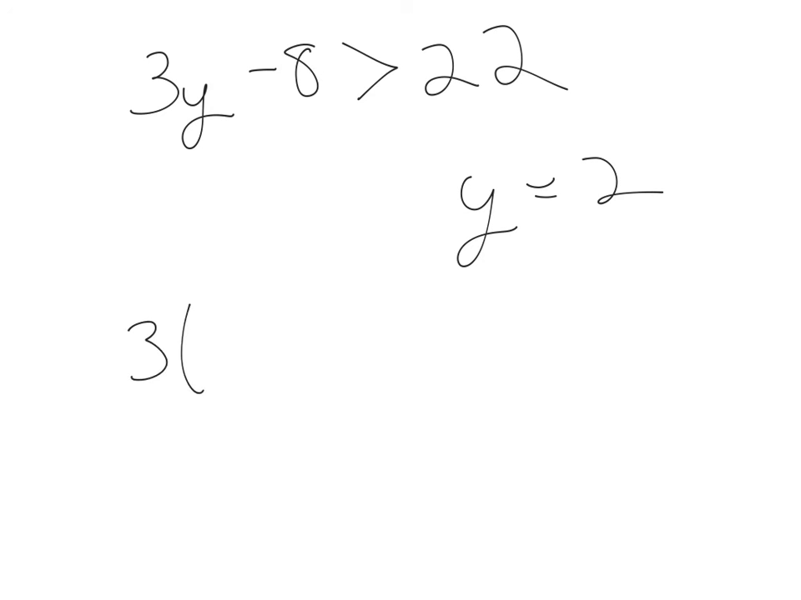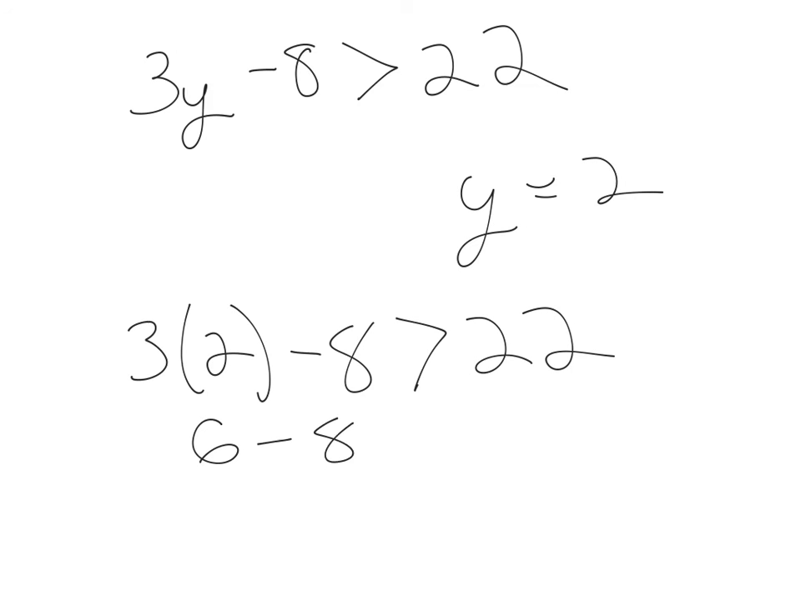That means 3 times 2 minus 8 is greater than 22. Well, 3 times 2 is 6, minus 8, that's -2. Is -2 greater than 22? No. So this is not true. We've evaluated this inequality for y equals 2, and we've realized that no, it's not the case.